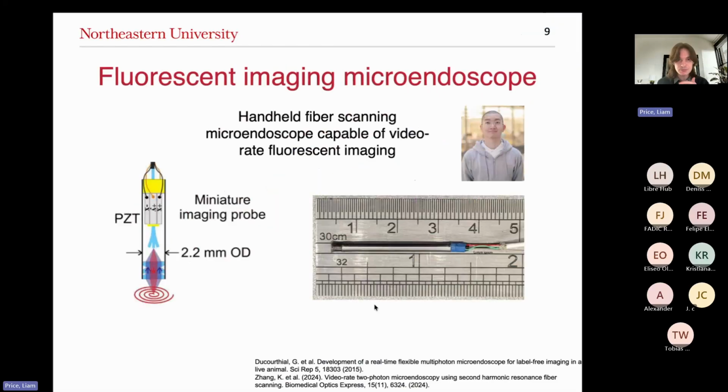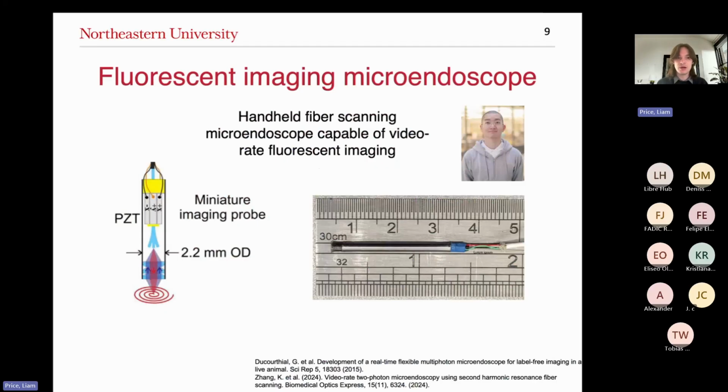And so this is largely building on some work from previous members of the Spring Lab. So Kai Zhang developed this small handheld microendoscope that is capable of really nice video rate fluorescent imaging.